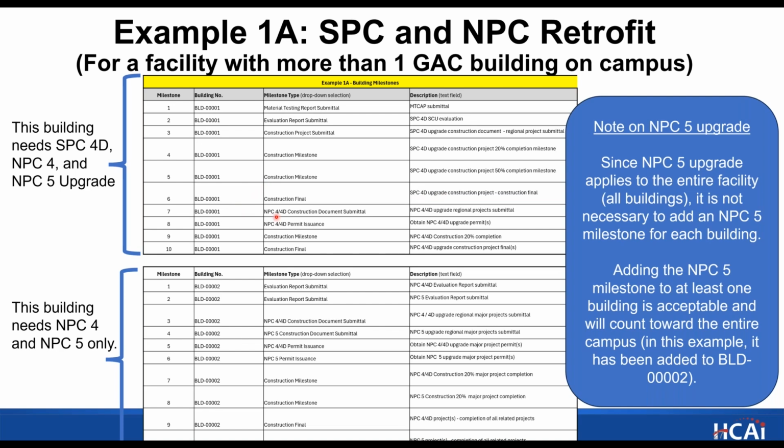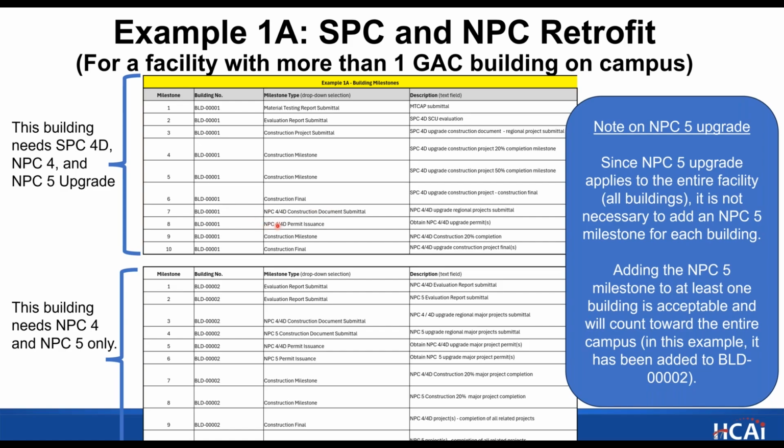And then milestone number 7 switches into the NPC parts of the upgrade. So this is the NPC 4 or 4D construction document submittal. And for your text here, you can select if you're going to be doing NPC 4 or 4D. You don't have to put the slash here. You can put the one that you're actually planning to do. This is for the construction documents for the NPC 4D retrofit. And this one does have a deadline associated with it. So the NPC construction documents are due this upcoming March 1st, 2026.